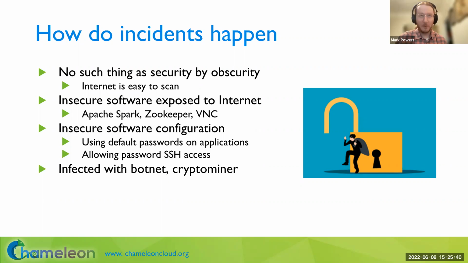So remember that there's no such thing as security by obscurity. That means you can't just get away with saying, oh yeah, I'll just run this thing on my node. I'm sure no one will notice that I'm running an insecure version of Apache Spark, for instance. These days, everybody is out there scanning the internet for vulnerable versions of software all the time, and you're going to be found if you do that.